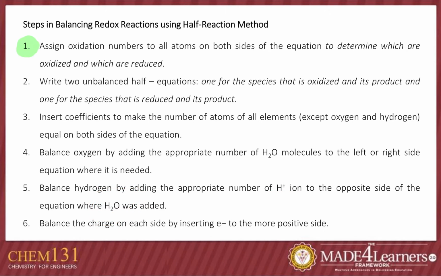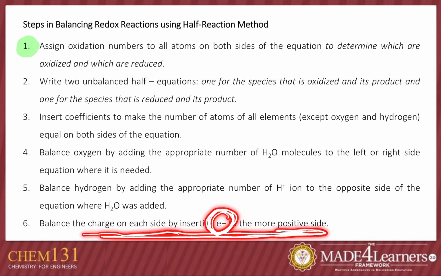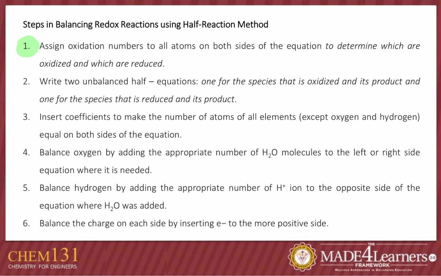Next is to balance the charge on each side by inserting electrons to the more positive side. Again, we insert electrons, depending on how many are lacking. We add electrons to the more positive side, depending on the discrepancy. At the end of this step, the total charge on the left side must equal the total charge on the right side of the equation.